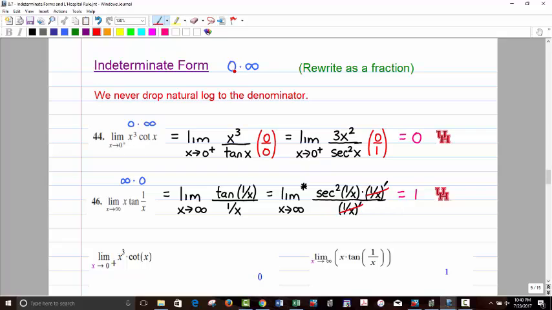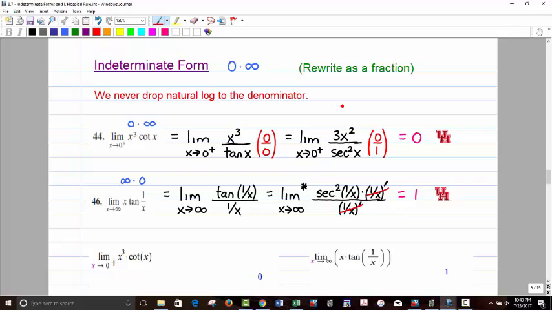So that gets it 0 over 0 or infinity over infinity, with one very important rule here. Sometimes it's tricky with trig functions, and these two will be a primary example of that. But one thing we will not ever do is drop natural log to the denominator.